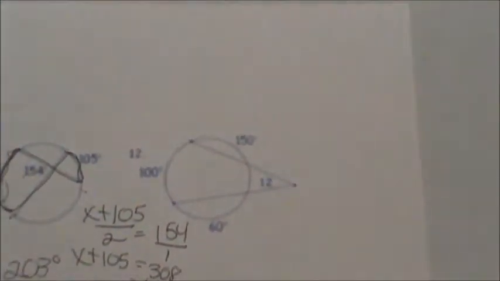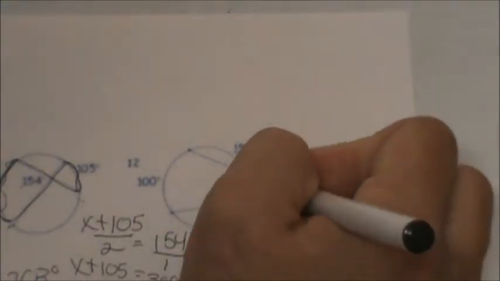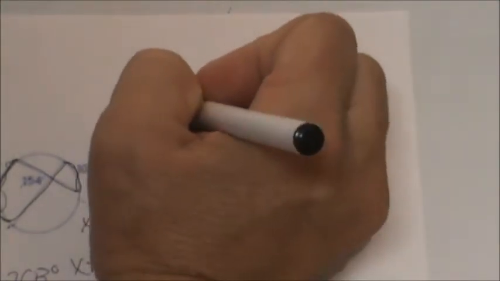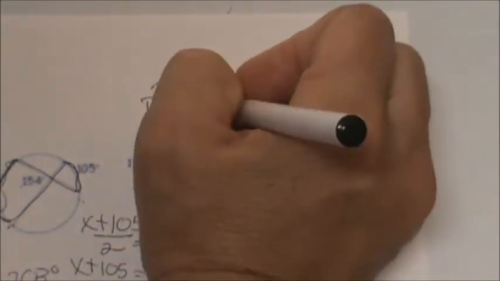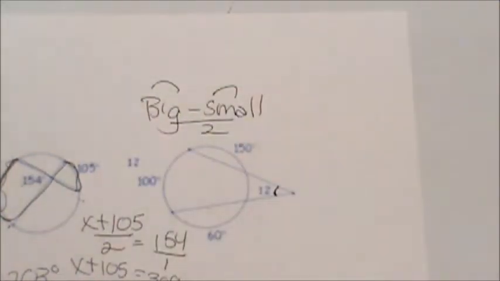Okay, let's look at number 12. Number 12, we have an exterior angle. We need the one where we do the big or the larger arc minus the smaller arc divided by 2 is equal to the angle outside. Okay?